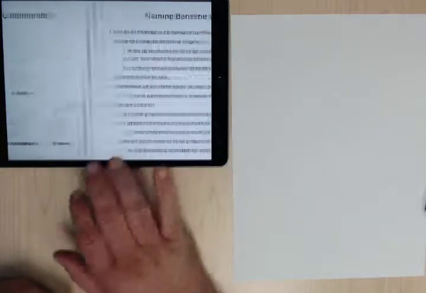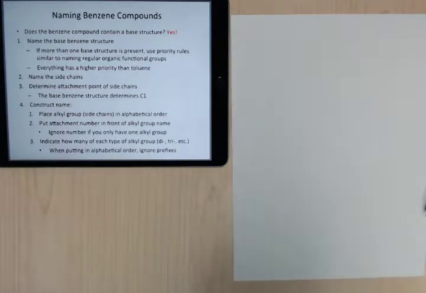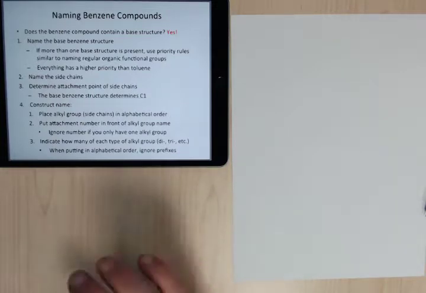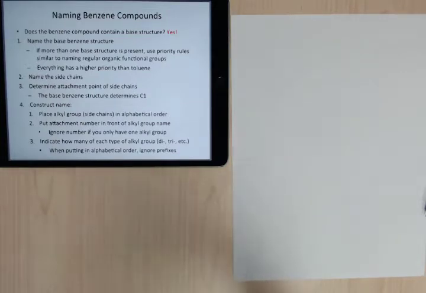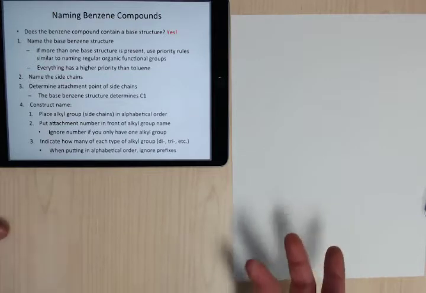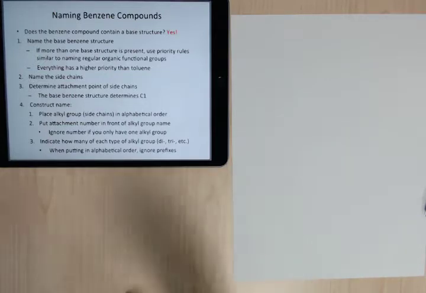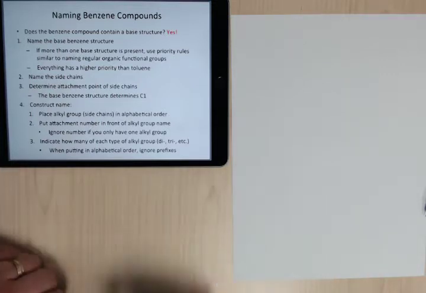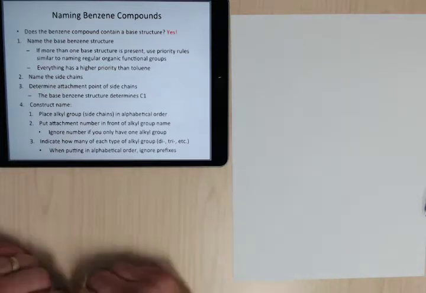Okay? So the first thing you're going to want to do is look at the structure. Does it have a base structure? And if it does, that actually makes it a little simpler, because the name of the base structure is going to be the main chain. You use the same priority rules for that. Now if you have more than one, there are some priorities. If you had something and toluene, two different groups, the toluene's going to lose. That's just what they decided.